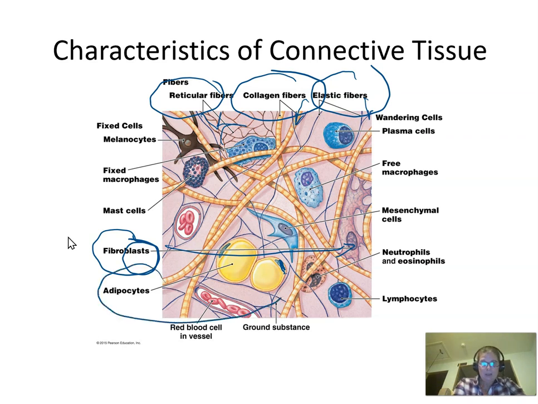Now here's your adipocytes. They're basically big gobs of oil. They have a nucleus and not much else, and their job is to store fat. You have what are called mast cells. So mast cells are right here. They look kind of, see those little black dots?